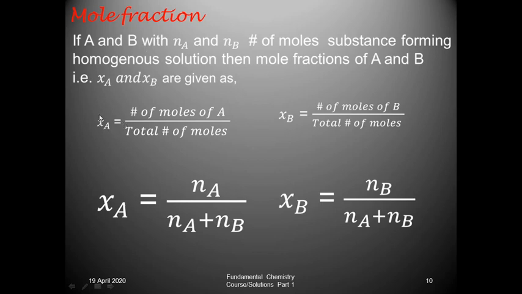XA, that means mole fraction of A, equals the number of moles of A divided by the total number of moles. Total number of moles means number of moles of A plus number of moles of B. Similarly for B, it is number of moles of B divided by the total number of moles. In mathematical form, XA equals Na upon Na plus Nb. This is the total number of moles. This is for the mole fraction of B.